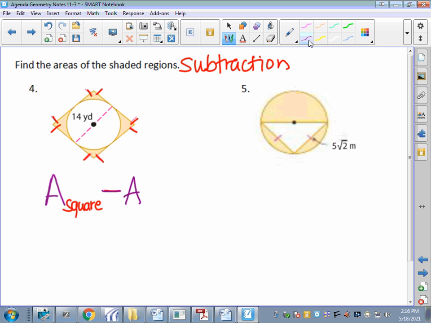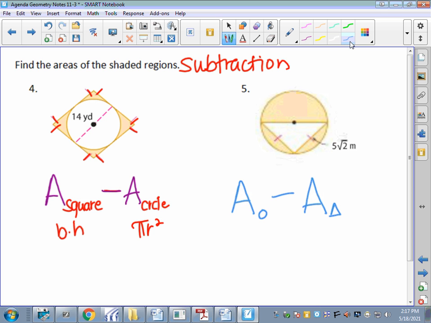Do you know how to find the area of a square? Right, base times height. Do you know how to find the area of the circle? Pi r squared. And then we can go from there, subtract those two values. Number 5 is an interesting problem because, first of all, what's your bigger figure that you're going to find first? Probably need to find the area of the circle, and we're going to subtract the area of that triangle.